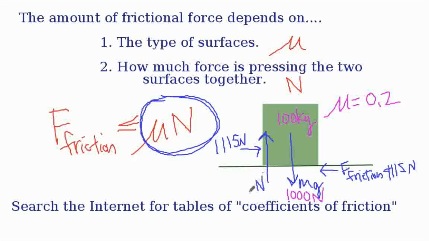Okay, so the normal force up is going to be about 1,000, or 980 newtons, to balance it, right? And what about the friction? Well, the friction is going to be mu times the normal, so 0.2 times 1,000, which is 200. That's the maximum it could be.